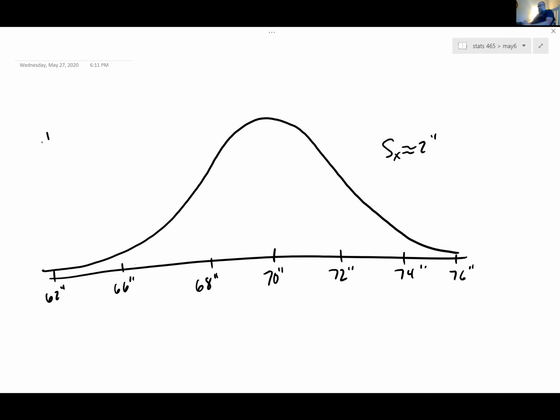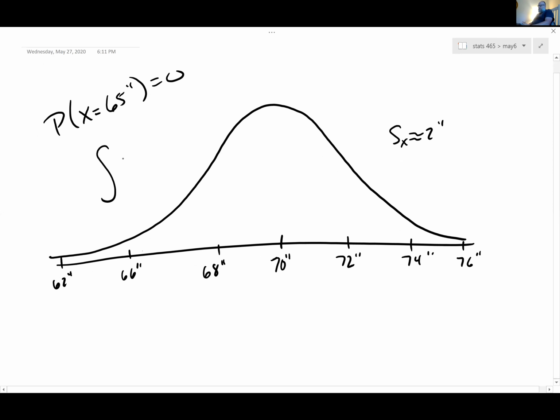Now, if someone asked you, hey, what's the probability I see someone today who is exactly 65 inches tall, you would say it's 0, okay? And why is that? Because you'd be integrating this PDF, f(x) dx, from 65 to 65, which is a big fat goose egg, okay? So that obviously can't happen.